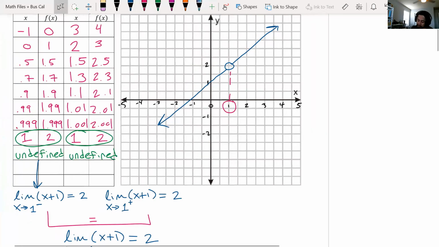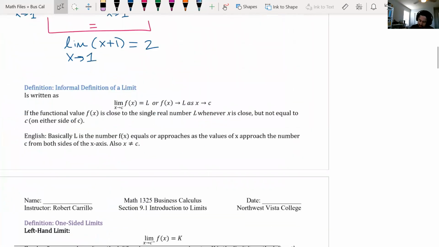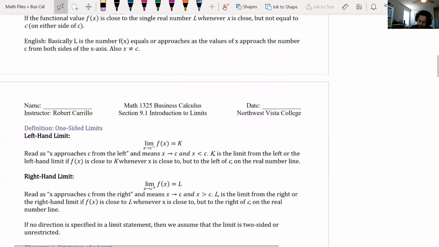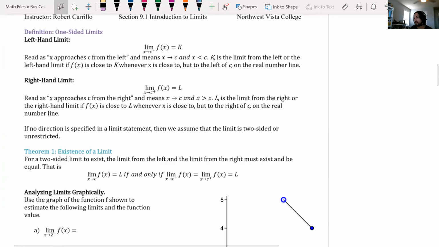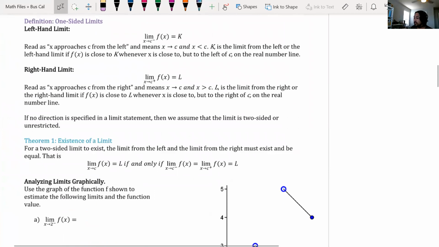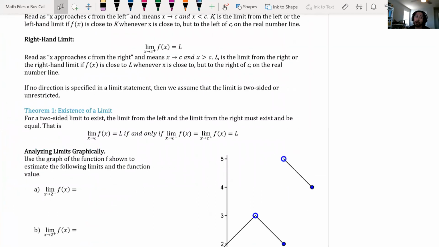Okay. And then if no direction is specified in a limit statement, then we assume that the limit is two-sided or unrestricted. So basically, if you don't see that plus or minus sign, then this is telling you to take a limit from both sides. And then next is called Theorem 1, the existence of a limit.